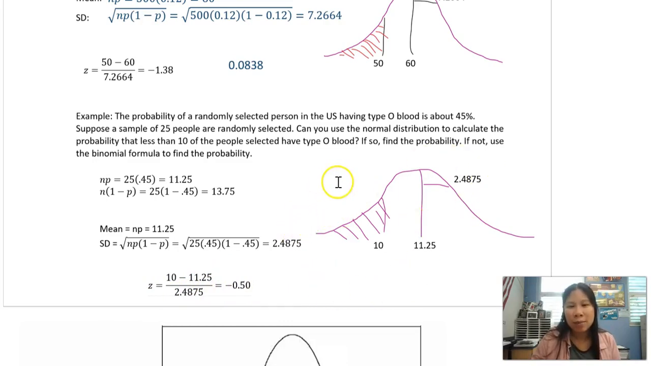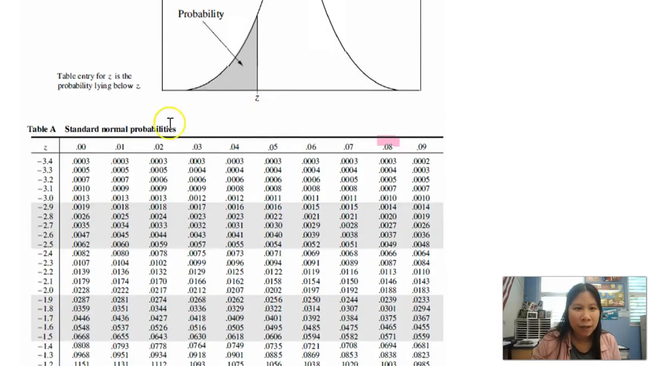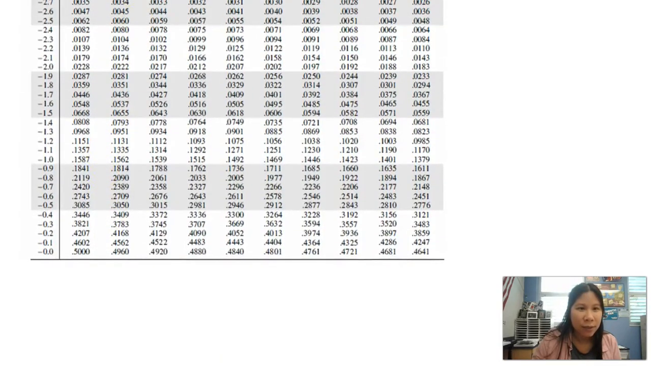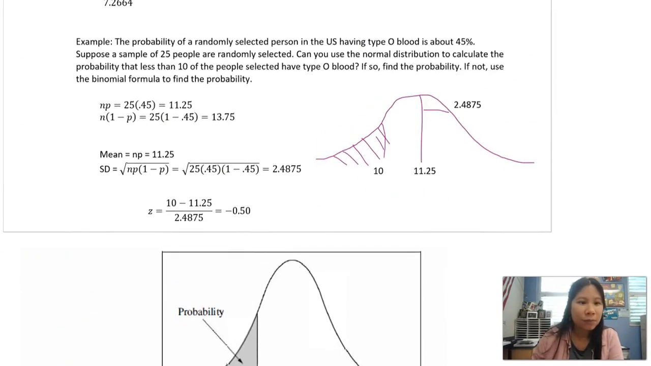So looking at my table again, our first decimal place is negative 0.5. So it'll be all the way down here. Negative 0.50 would be this one right here. And again, it's shaded to the left, so that is our final answer, 0.3085. In other words, the probability that less than 10 of the people selected have type O blood is going to be about 30.85%.